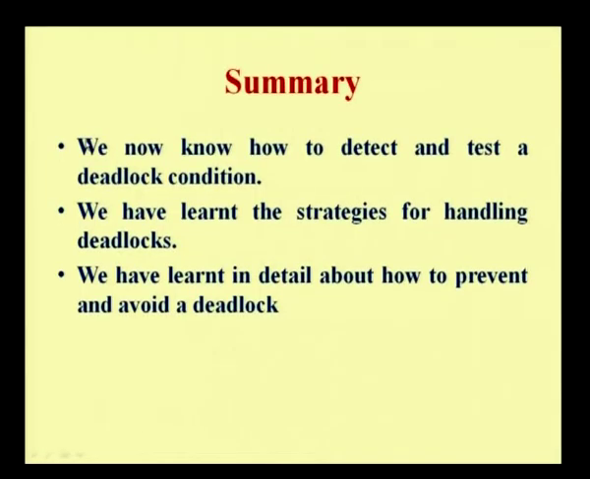Now let us relate this with a real-time system example. Let us summarize what we have seen in today's session. In summary, we now know how to detect and test a deadlock condition. Point number 2, we have learned the strategies for handling a deadlock, and we have learned in detail how to prevent and avoid a deadlock. We have also seen the types of deadlock prevention, direct and indirect, deadlock avoidance, and the approaches for deadlock avoidance. So this is the summary for this lecture.